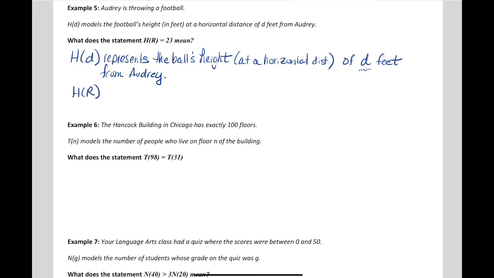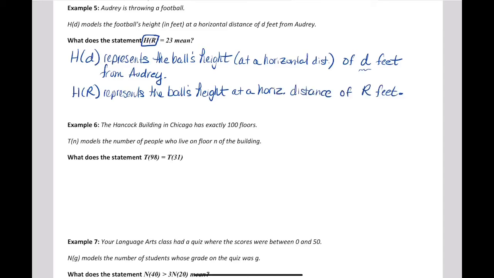Let's talk about this H of R, because I don't really mention H of R in the description of the problem. So it kind of comes out of nowhere, that H of R. What I'm going to say that means is that's the ball's height. So H of R represents the ball's height at a horizontal distance of R feet. The abstractness of these function problems I know can get to you a little bit, but it just helps to write all this out and list it out so we can see what's going on with this problem.